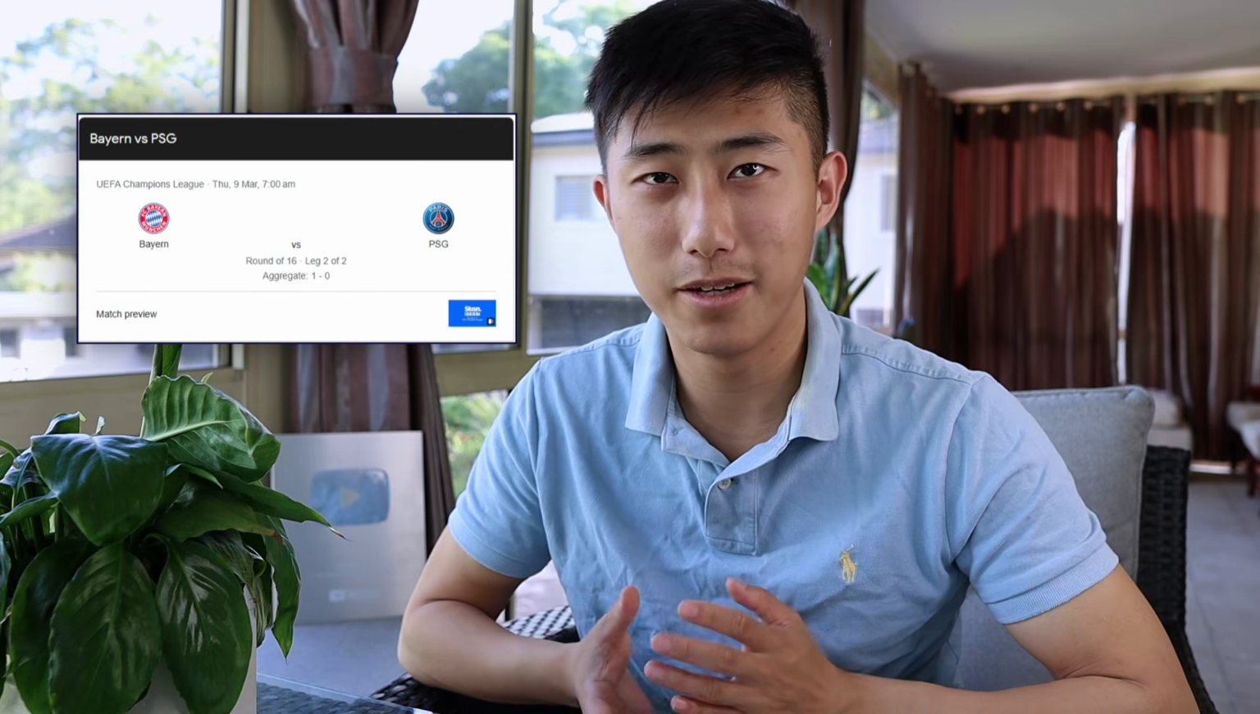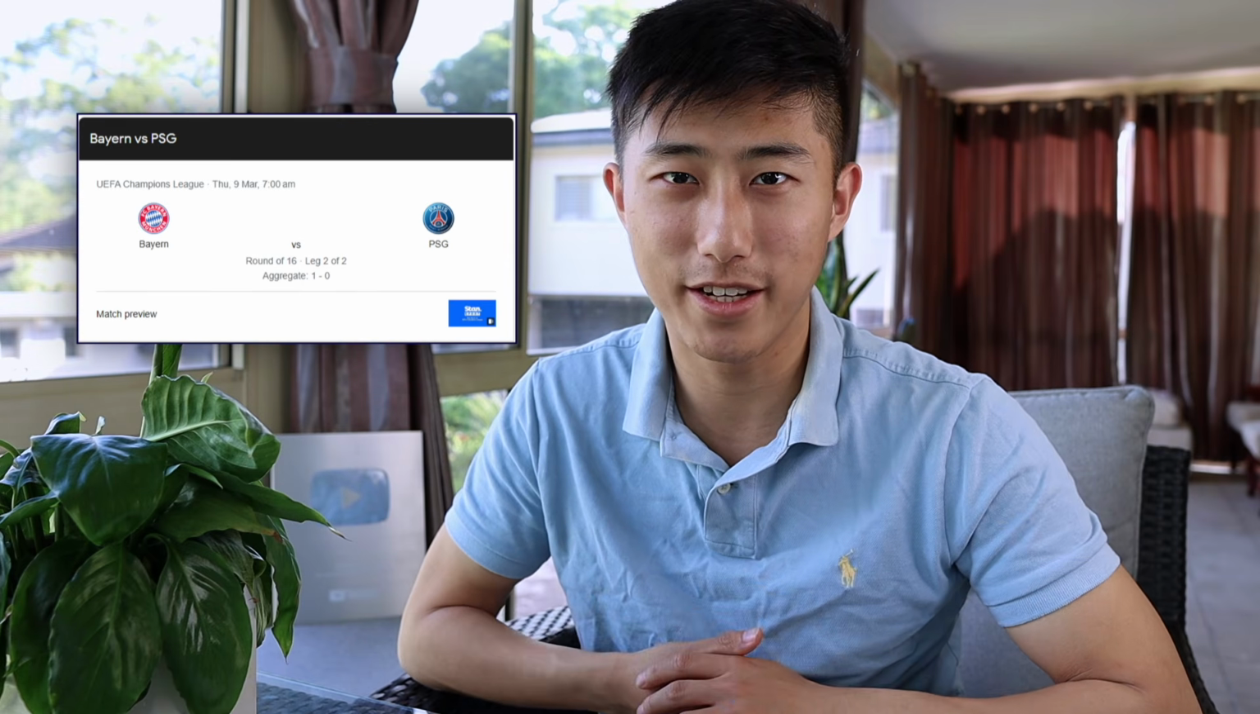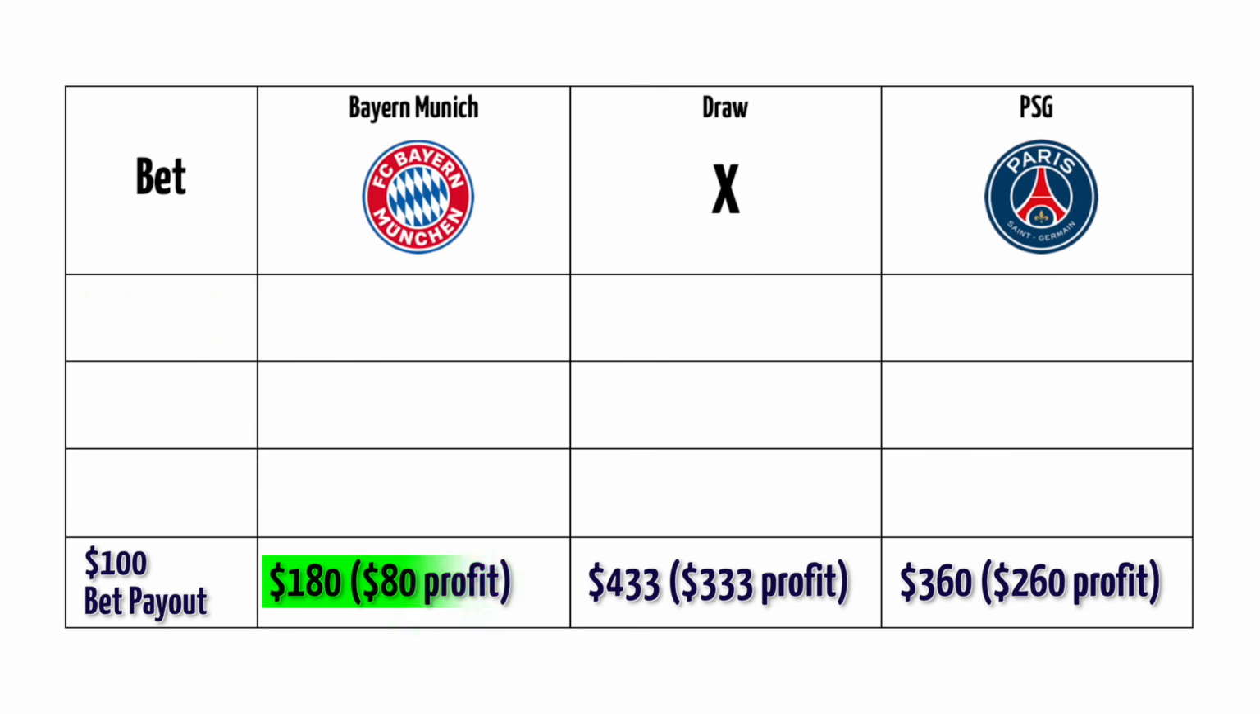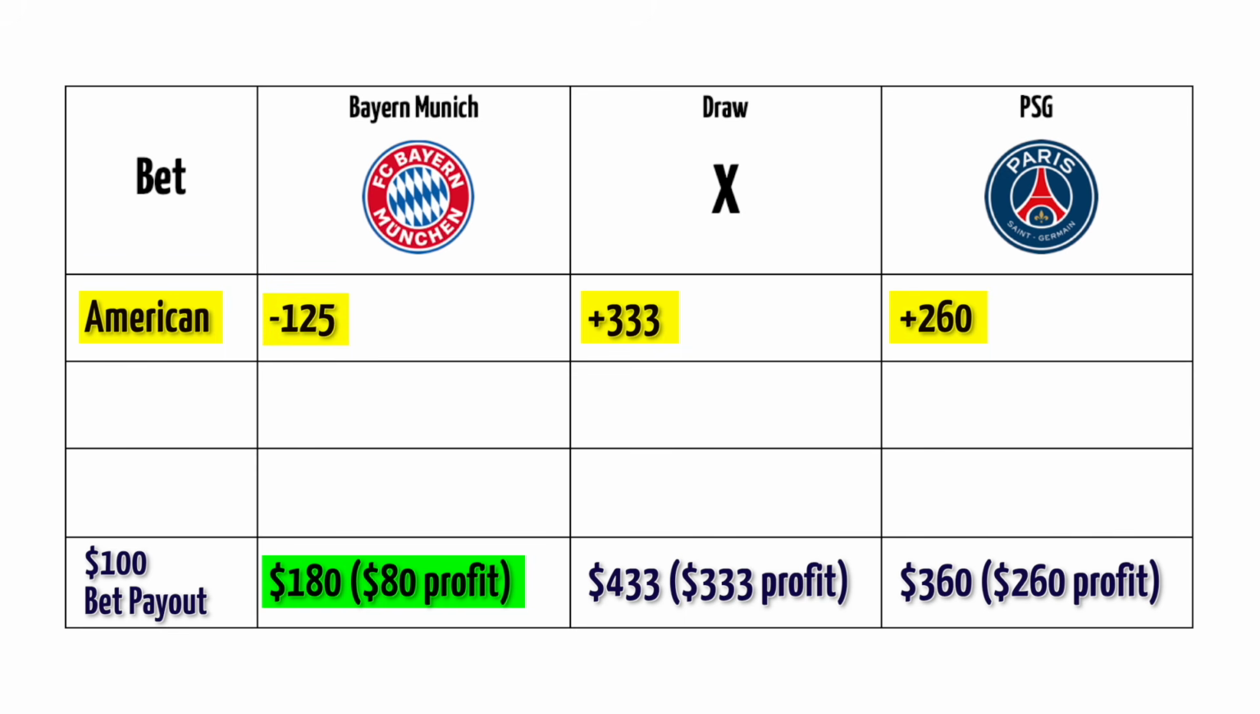Let's take a soccer game between Bayern Munich and PSG. There are 3 possible outcomes: Bayern Munich wins, PSG wins, or the game ends in a draw. American odds are in the form of a positive or negative number. If it's a positive number, it represents how much profit you can make if you bet $100. If it's a negative number, it represents how much you must risk to win $100 in profit. In this case, $125 to win $100 profit on Bayern Munich.